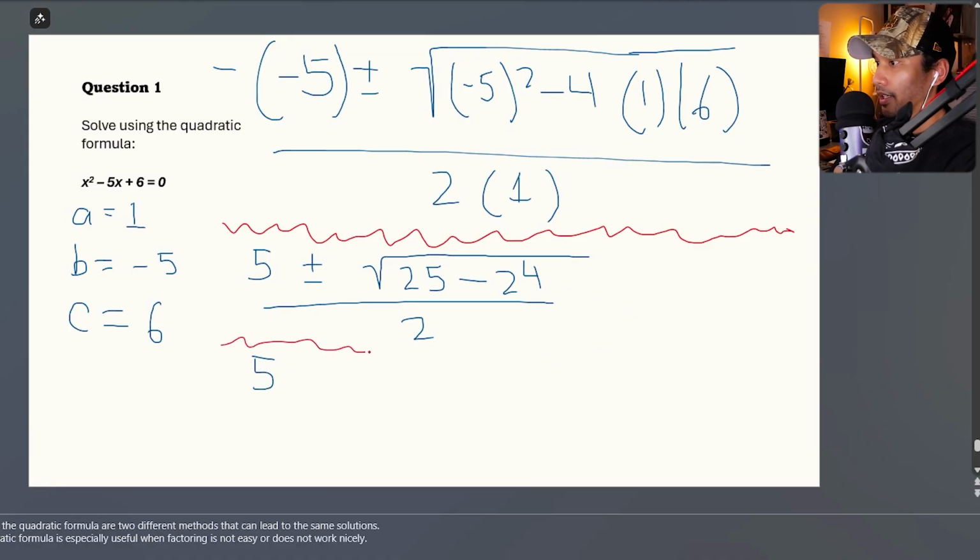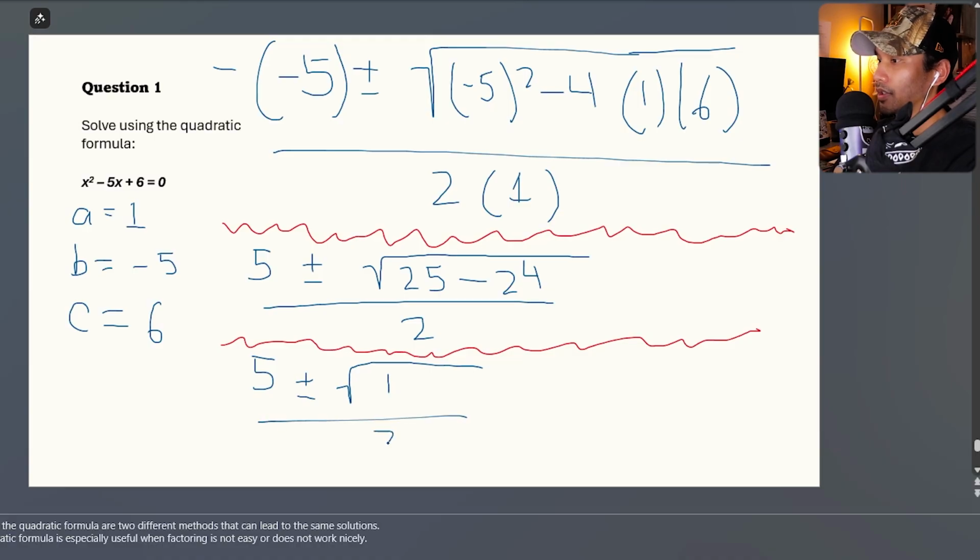I forgot the squiggly. Okay, perfect. And then plus minus. And then what is 25 minus 24? That is just 1 over 2. And then I'll go over here. 5 plus minus square root of 1 is just 1 over 2.